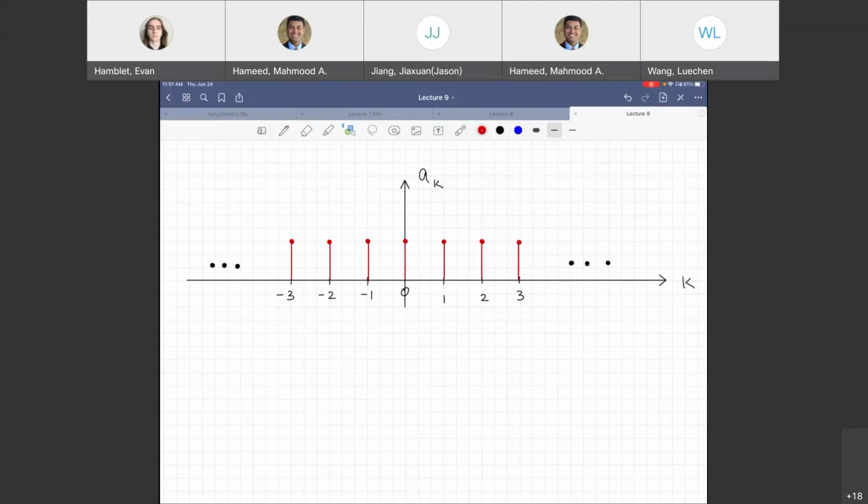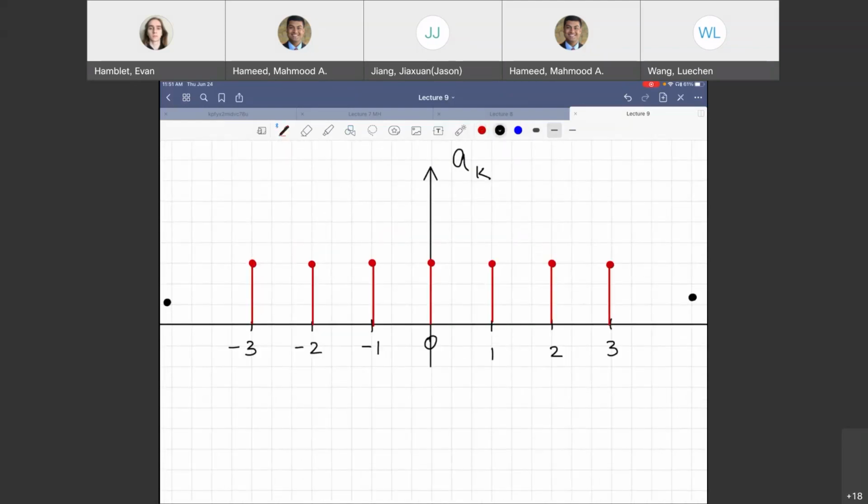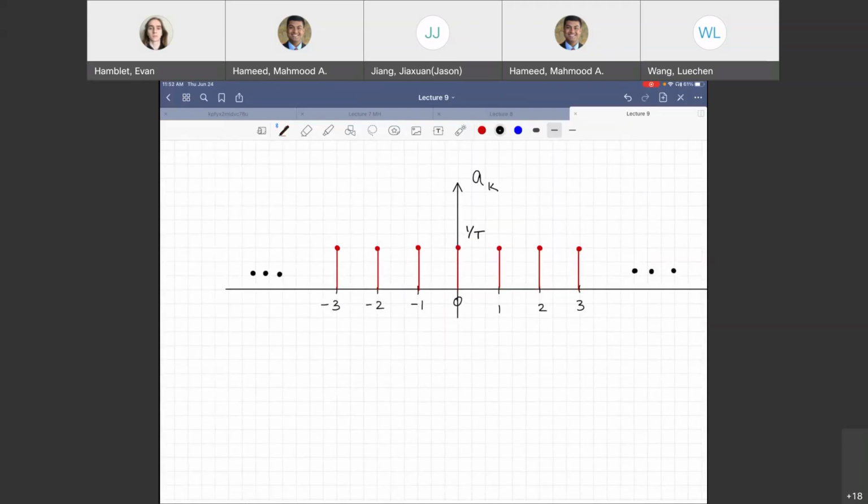What is the height of these guys? 1 over T, right? So you tell me the time period of that impulse train, I will tell you this sketch. What is the envelope of this guy? Like we said, for a pulse train, the envelope of the Fourier series coefficients looks like a sinc, right? What is the envelope here? A constant.